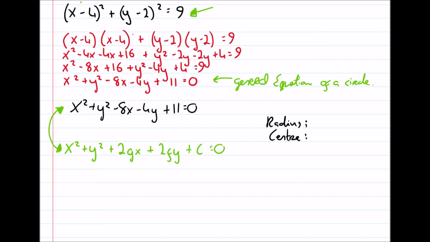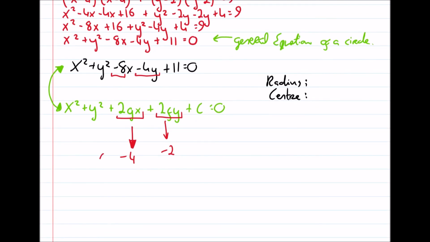Right, so let's have a look here. It says 2gx. So this bit here, this minus 8x, is basically 2gx. So if I want to find out what g is, what I need to do is half this number. So half minus 8 is minus 4. Likewise over here, I have 2fy. If I want to find out what f is, I need to half the minus 4. And I get minus 2. Alright? So, g equals minus 4, and f equals minus 2.